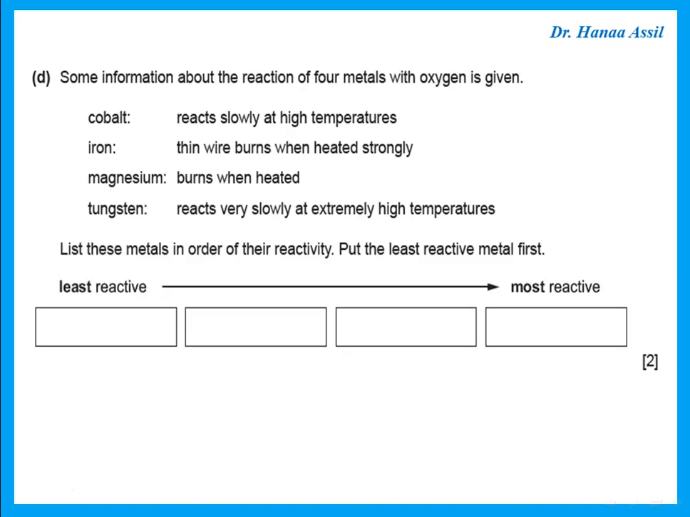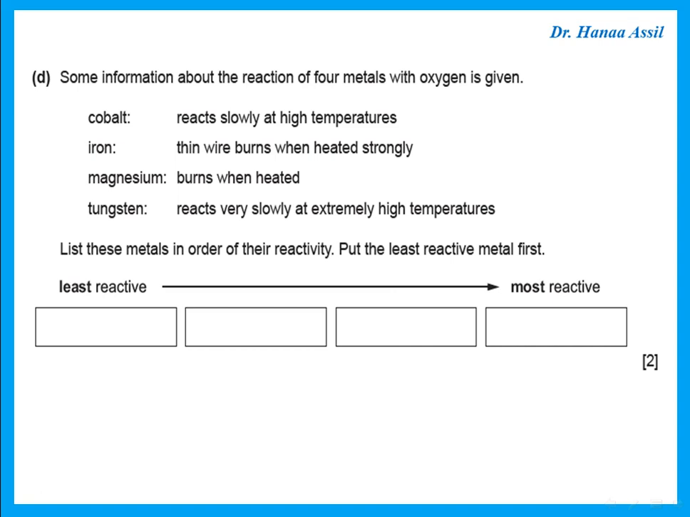Some information about the reaction of 4 metals with oxygen is given. List these metals in order of reactivity. Put the least reactive first. Please note when he tells you to arrange things in order, is he starting with the least or with the most? So let's look at what he tells me.